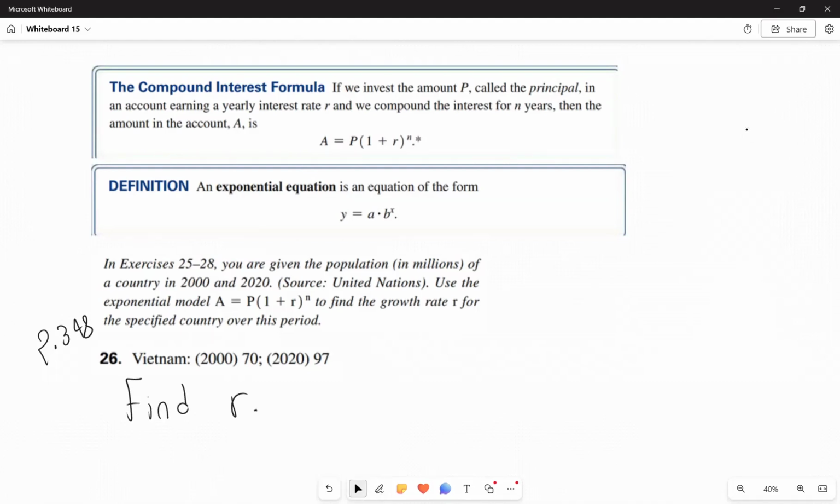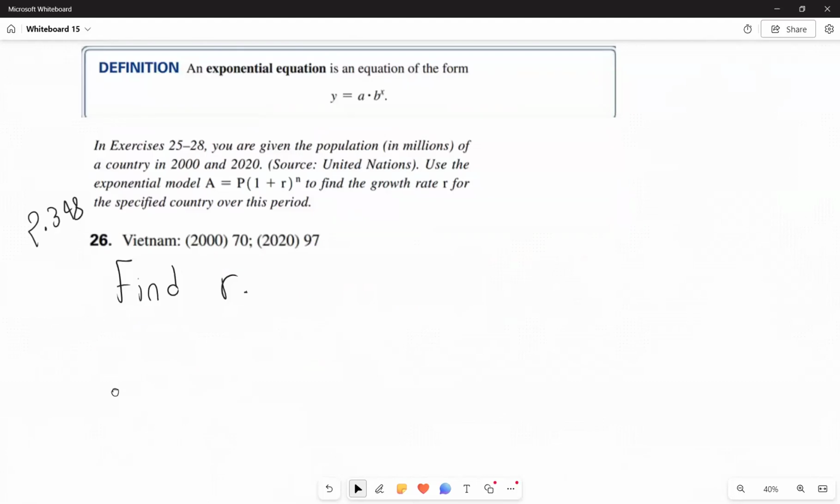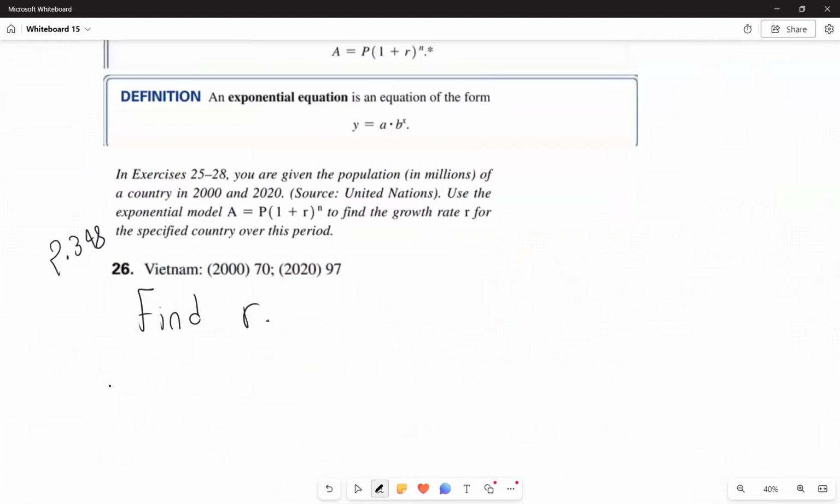And on the homework, your answer of R is going to be a decimal, and you must write this as a percent. Okay, so this is what we have. This is the model, this is the formula that we're going to use.